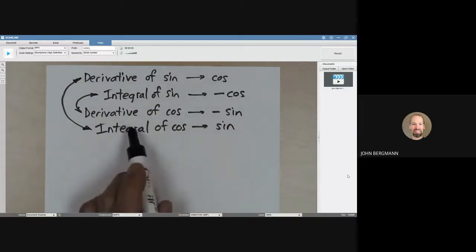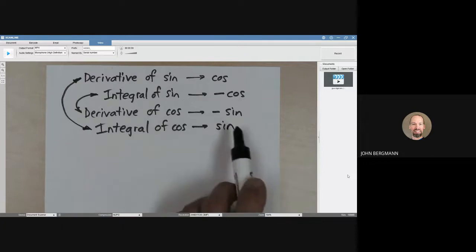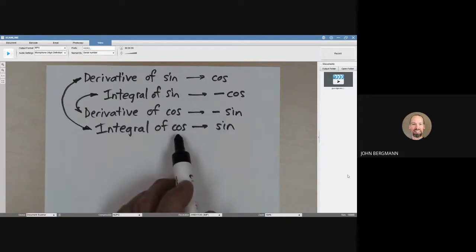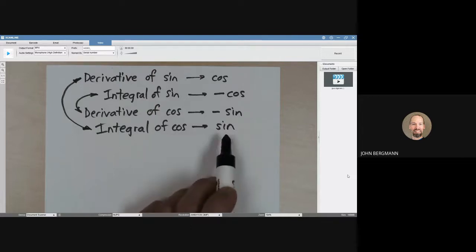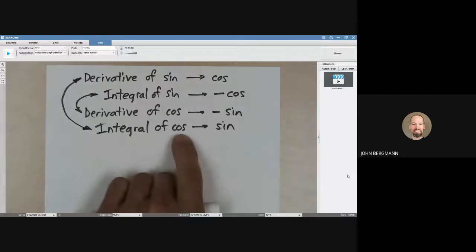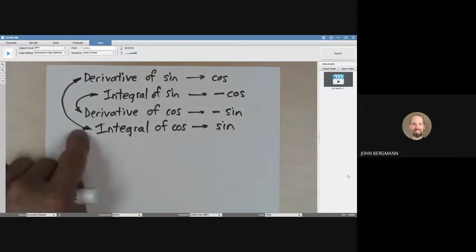When you differentiate cosine, you get the opposite sine function. When you integrate cosine, you get the sine function. And you can see that the top one and the bottom one are inverses of each other. If you take the derivative of sine, then you'll get cosine. But if you integrate cosine, therefore, you'll get sine.